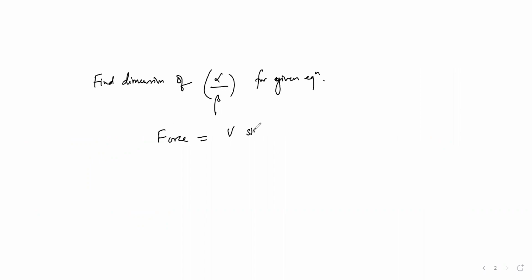Next question, look. Find the dimension of alpha by beta for the given equation. They are giving you an equation. Force is equal to v sine of alpha t into e power beta x. First of all, you tell me both alpha t and beta x are dimensionless quantities. You agree with me? This is nothing but an angle over here. This is nothing but an exponential power. So alpha t will be equal to beta x. Correct?